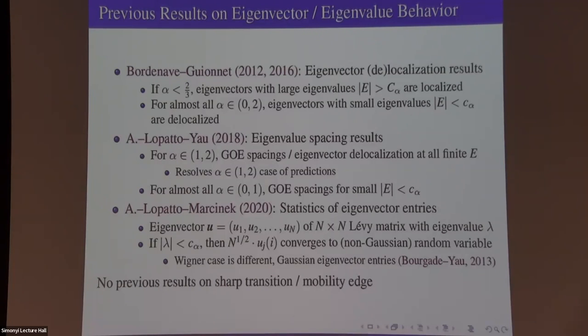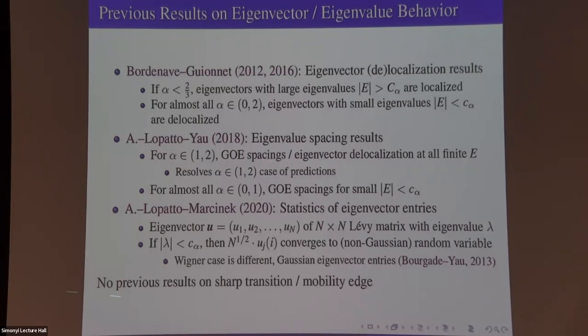Then a few years later, with Jake Marcinek, we also looked at statistics of eigenvector entries. Take an eigenvector in this regime where E is small, the delocalized regime, with some small eigenvalue lambda. If the eigenvector were totally flat, with n entries and unit L2 norm, each entry should scale like n to the minus 1/2. So if I boost this up by n to the 1/2, it should be order one. You can analyze the limit of an eigenvector entry, and it converges to a somewhat explicit random variable that's not Gaussian.